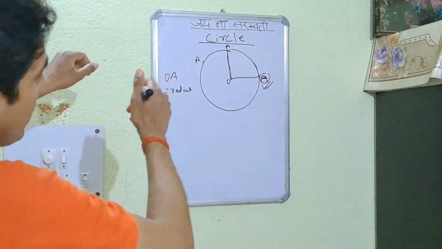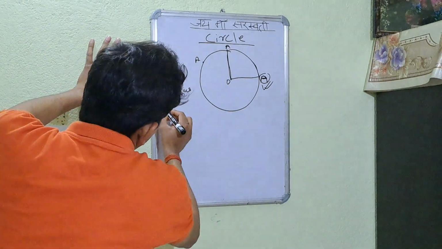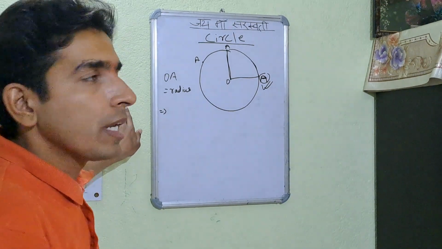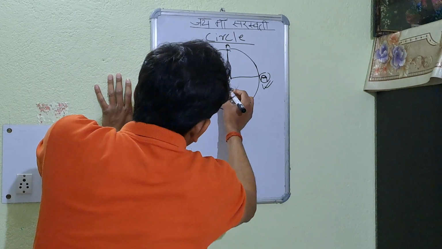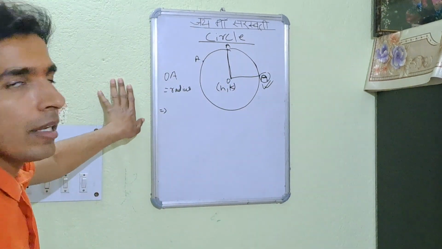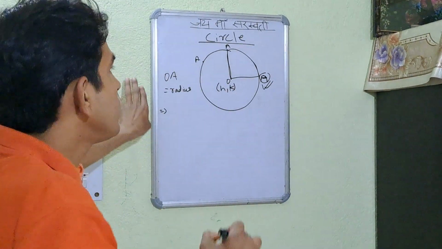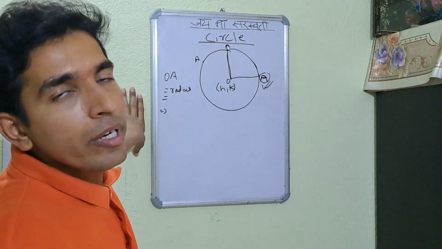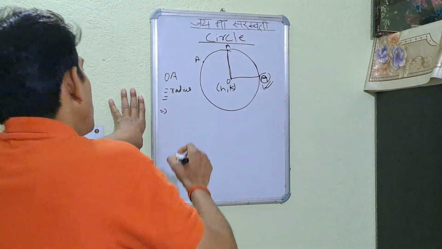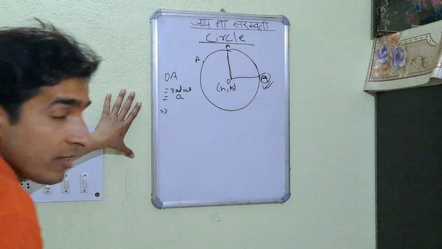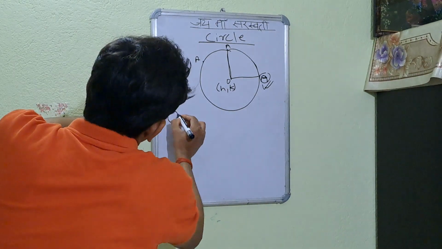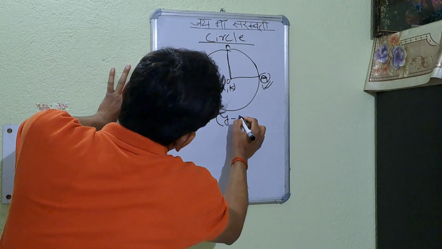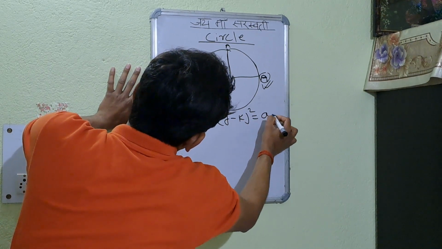Okay, so in this case, the equation of the circle is very important. Suppose we have taken the center of the circle as (h, k). The coordinate of the center of the circle is (h, k). Understood? And the radius of the circle is a. Suppose the radius is the distance between the center and a point on the circumference of the circle. Let it be a. So the equation of the circle will be (x minus h) the whole square plus (y minus k) the whole square is equal to a square.